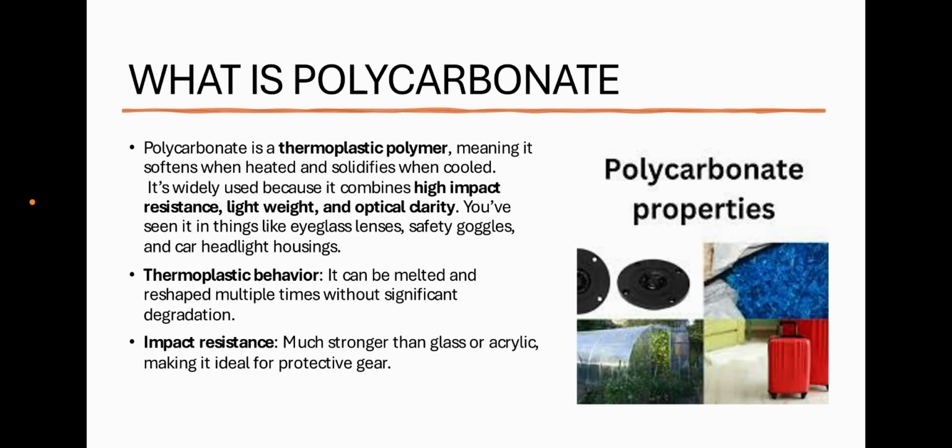What is polycarbonate? Polycarbonate is a thermoplastic polymer, meaning it softens when heated and solidifies when cooled. It's widely used because it combines high impact resistance, light weight, and optical clarity. You've seen it in things like eyeglass lenses, safety goggles, and car headlight housings.